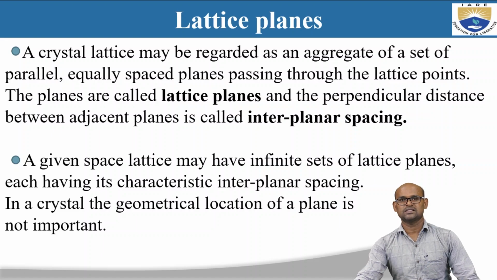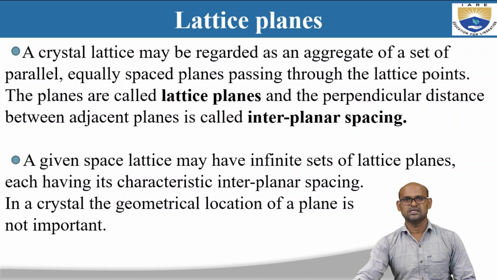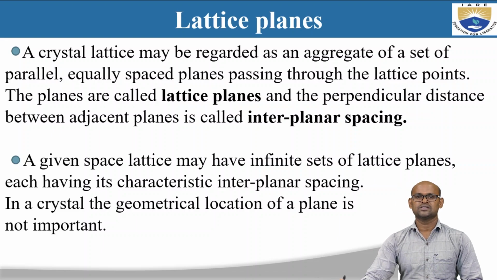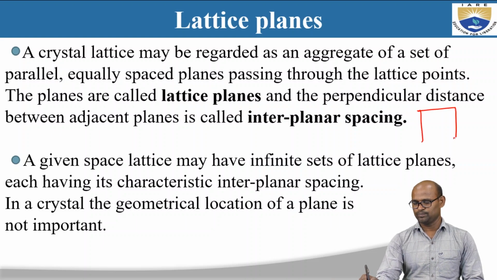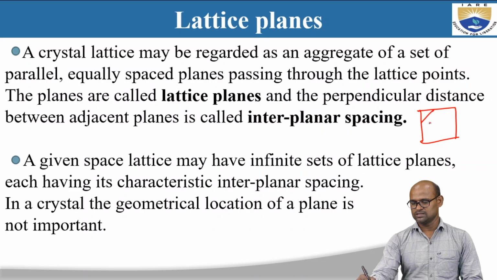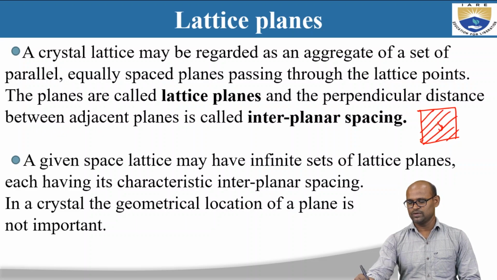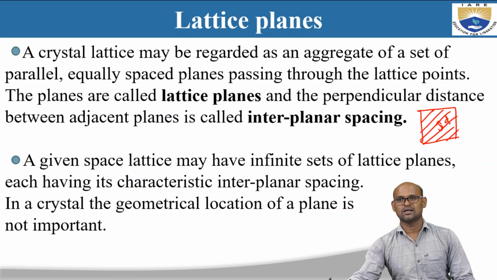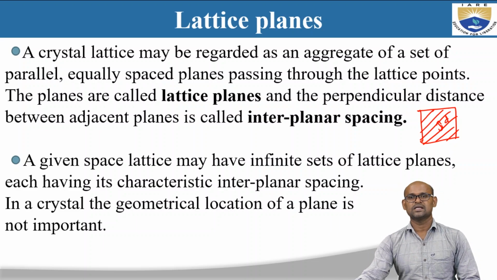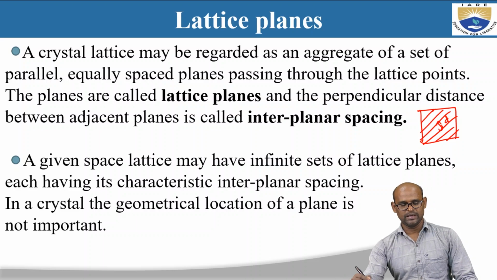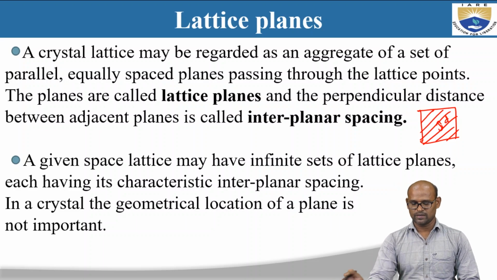Each lattice has many parallel planes, and these parallel planes are called lattice planes. These are all equally spaced parallel planes, and the perpendicular distance between the adjacent planes is called interplanar distance. Suppose I draw the lattice, and these are all the parallel planes, and the distance between these parallel planes is called interplanar distance. So a given space lattice may have an infinite set of lattice planes, each having its characteristic interplanar spacing.